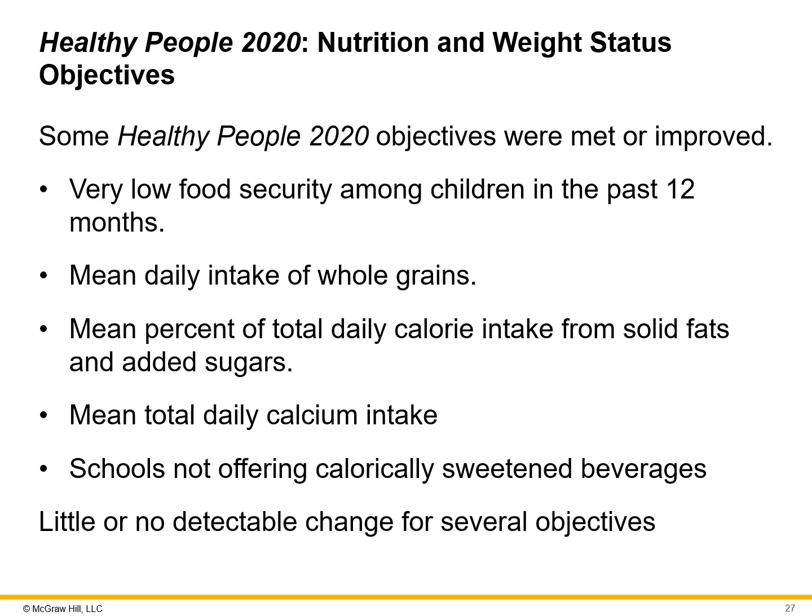All right, so some of the objectives were met or improved already. Very little food insecurity was seen in the past 12 months once this text was published. The increase in whole grains has been seen. The percent of total calorie intake from solid fats and added sugars is looking okay. And then the calcium intake, and schools not offering sweetened beverages, so not having pop available.